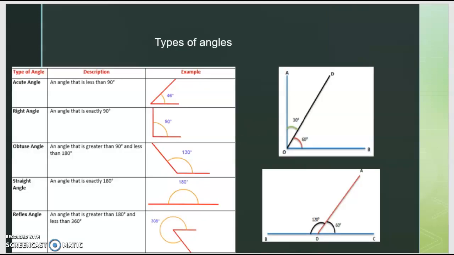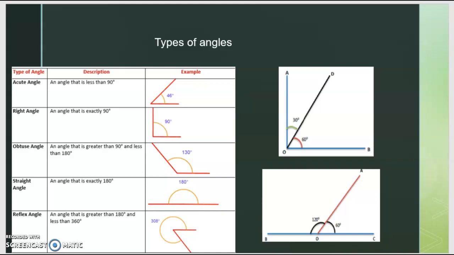There are 6 types of angles and the first one is the acute angle, which is less than 90 degrees, from 1 degree to 89 degrees. In the middle, whatever comes in the angle is equal to an acute angle. A right angle is exactly 90, not more or less than 90.